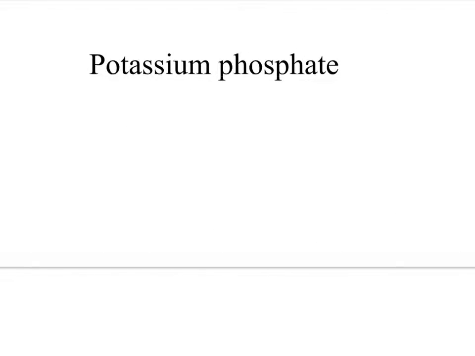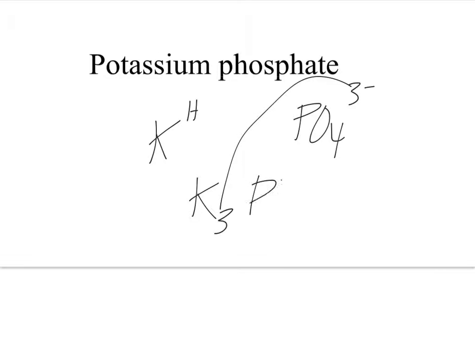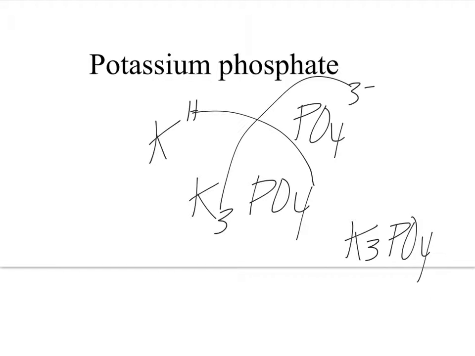Okay, here we have potassium phosphate. Potassium is always 1 plus. Phosphate is PO4 with a 3 minus. When I cross them, this 3 comes down here. PO4, the 1 goes there. It's understood. So potassium phosphate is K3PO4.